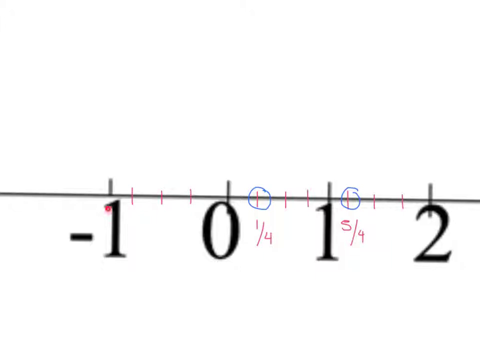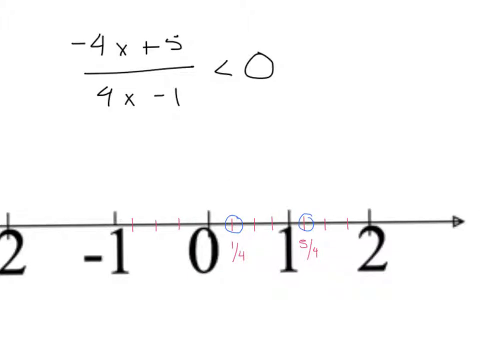Now I have testing regions. Here I have my negative solutions. Here, if you wanted to, you could put 1. And here you have values that are greater than 5/4 with positive signs. So be careful when you test over here because you have overlapping positive signs. Alright, so let's test our signs.